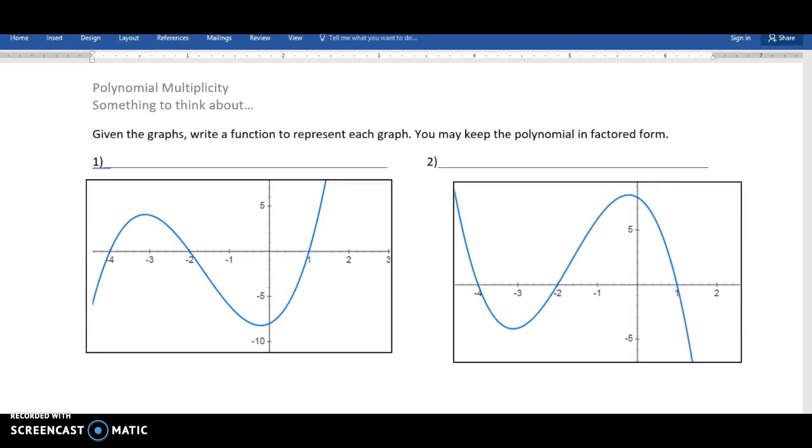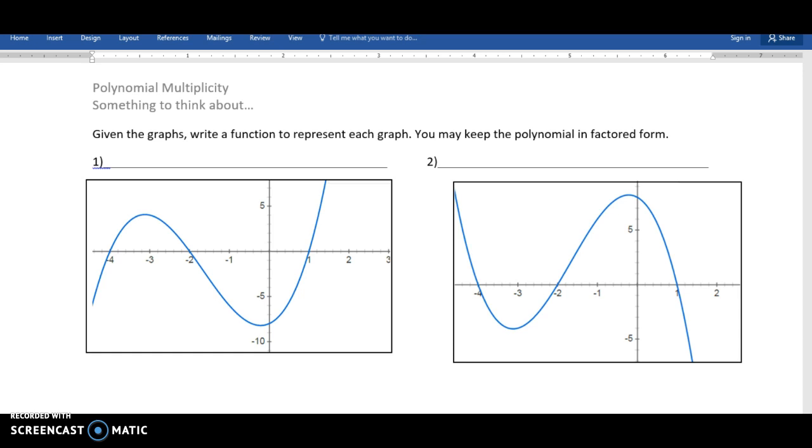When we go backwards, always look at the x-intercepts first, okay? How many x-intercepts do we have on number 1? 3, which means your function should have 3 factors. The number of x-intercepts is the number of different factors you have. Notice I said different factors, okay?